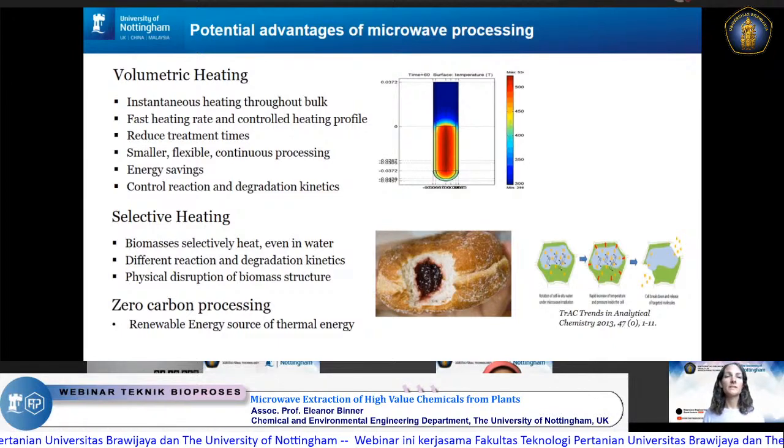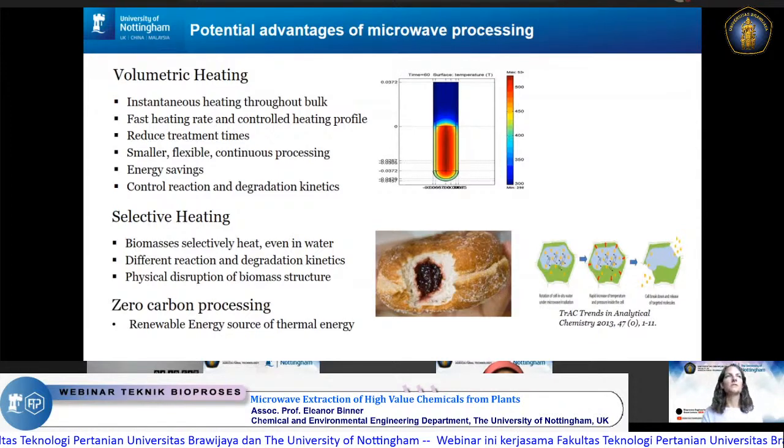You get a very fast heating rate and a controlled heating profile. This means that you can design really, really small processes. You can have microwave processes that are 1,000 times smaller than conventional heating processes because of this instantaneous heating. As engineers, you understand that if you can have a much smaller residence time, you can shrink down, you can intensify. So it has really huge implications for process intensification.